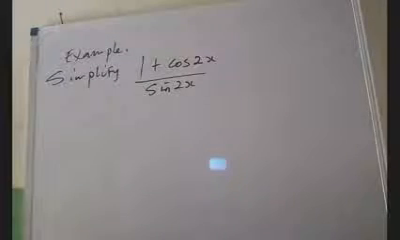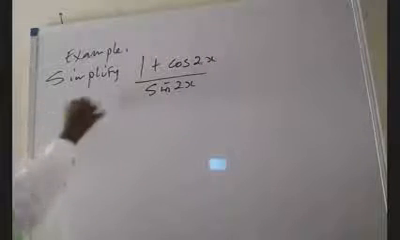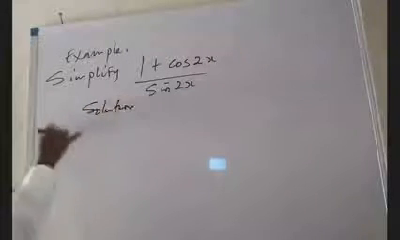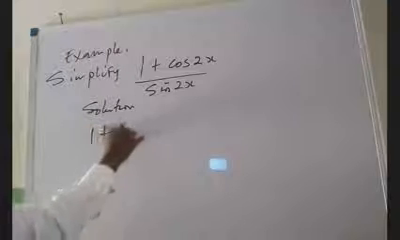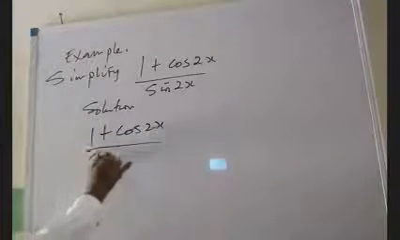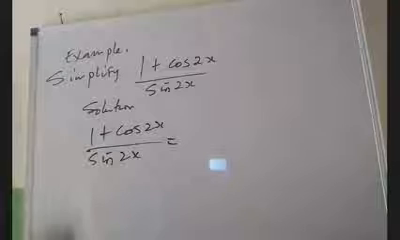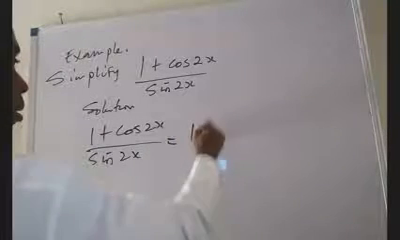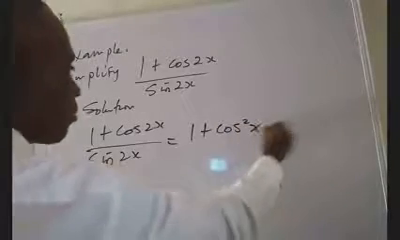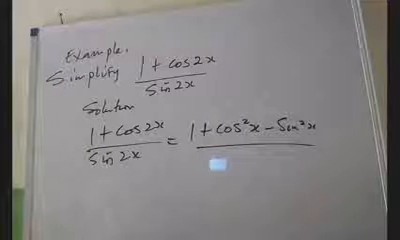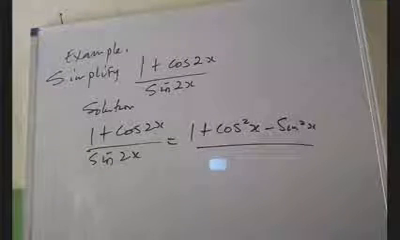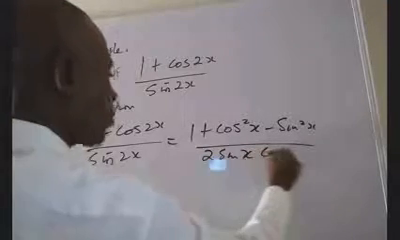Now let's look at this. We have: simplify 1 plus cos 2x over sine 2x. Solution: 1 plus cos 2x over sine 2x. We know that cos 2x is the same thing as cos square x minus sine square x, and sine 2x gives us 2 sine x cos x.